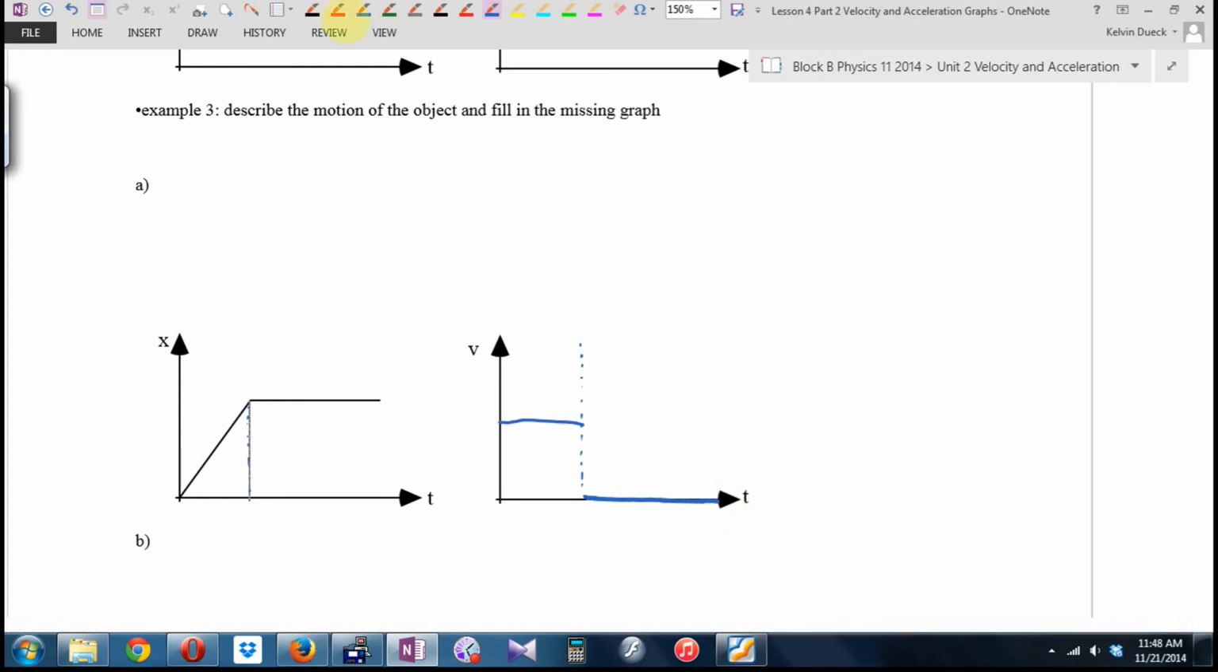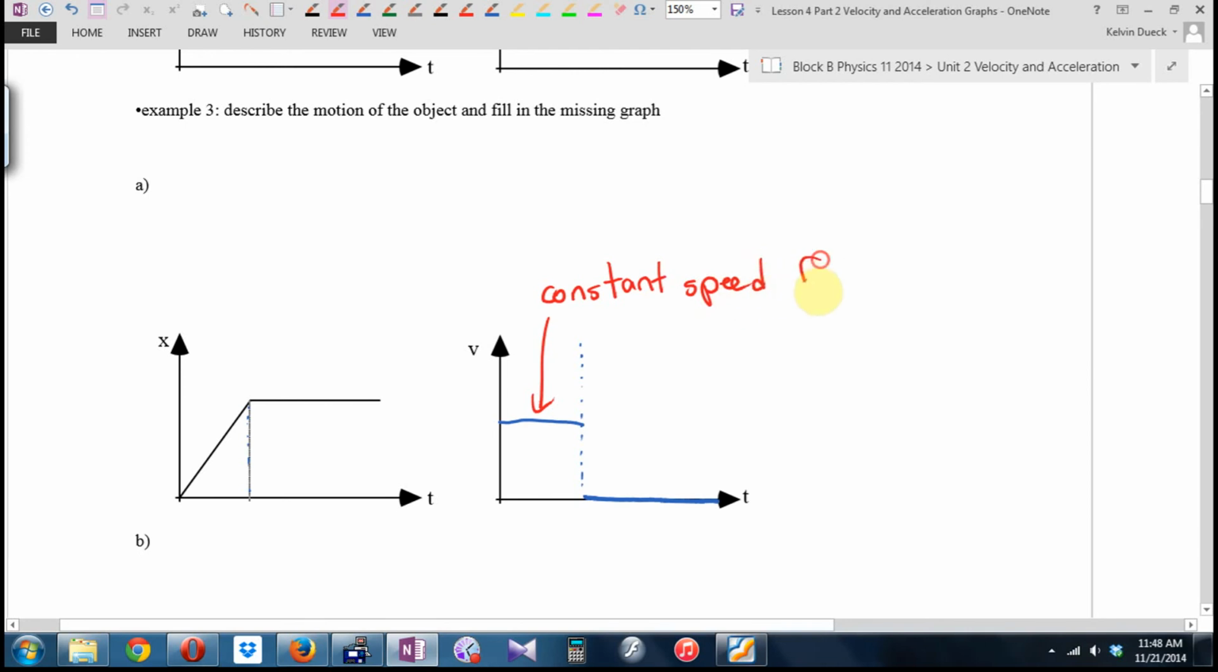And it did say describe the motion. Constant speed forward. How do I know forward? Because it's above 0. At rest. Is that okay?